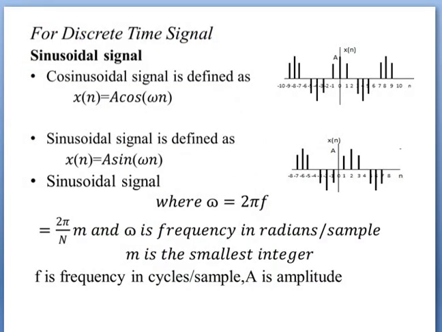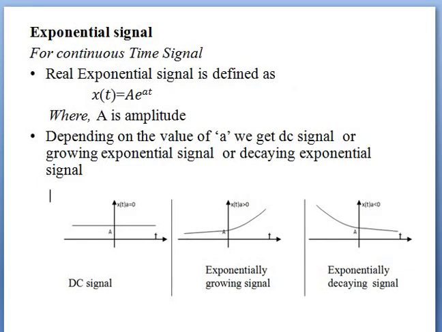For a discrete time signal, the cosinusoidal signal is defined as x of n equal to A cos omega n, and the sinusoidal signal is defined as x of n equal to A sin omega n, where omega is equal to 2 pi f, that is also equal to 2 pi by capital N into m. So here omega is the frequency in radians per sample, m is the smallest integer, f is the frequency in cycles per sample, and capital A is the amplitude.